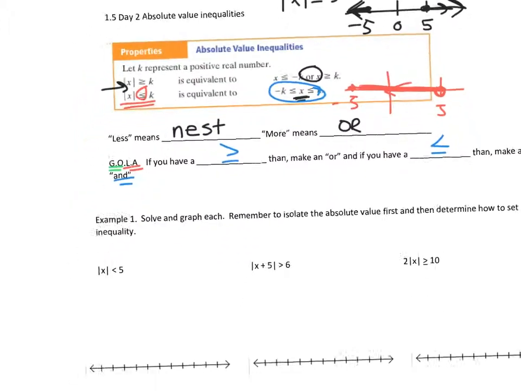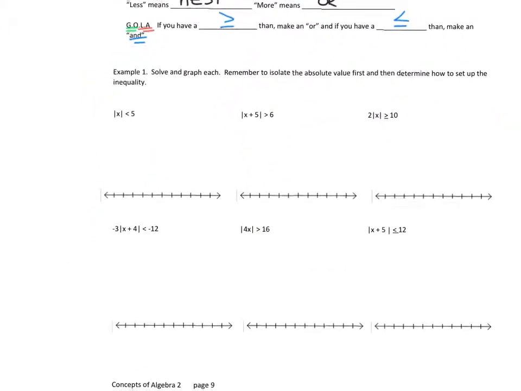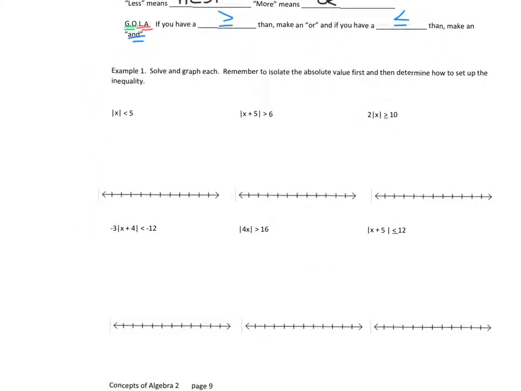So example 1, we're going to solve and graph each. The first one, the distance is less than 5. So this is a less than. The absolute value is less, so I'm going to nest x between the positive and the negative. You always want to make sure your symbols are going the same way. This is a less than, so I'm going to make less than, and you need to put the negative symbol over here. Then I'm just going to do a simple graph, negative 5 to 5. I'm not really going to do much for a scale, just for the purposes of time.